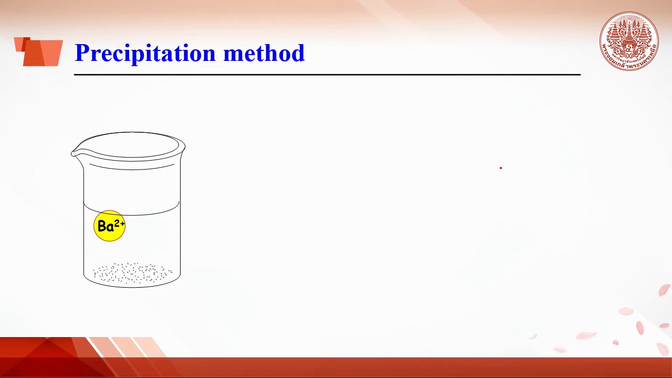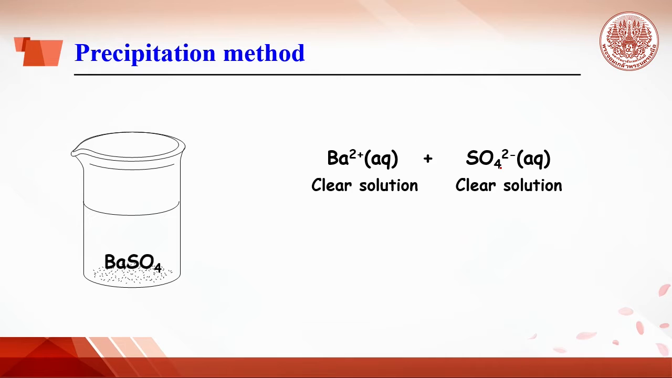In this experiment, an unknown sample has barium ion. Once dissolved in water, barium ion is obtained. Then sulfuric acid as the precipitant, which has sulfate anion, is added. As soon as these two ions meet, a white precipitate of barium sulfate is formed. The precipitation reaction starts from barium ion and sulfate ion, which are clear solutions. Once these two solutions are mixed, a white precipitate is clearly seen.